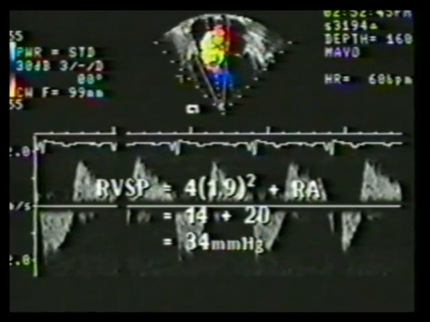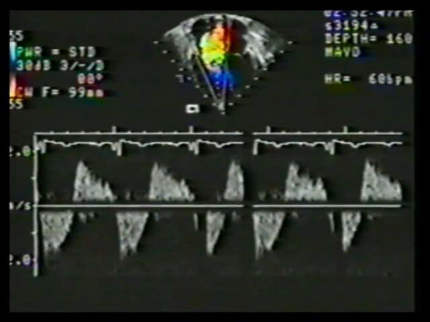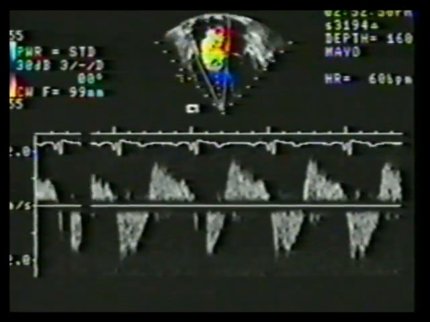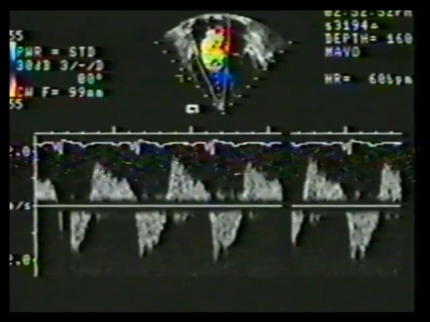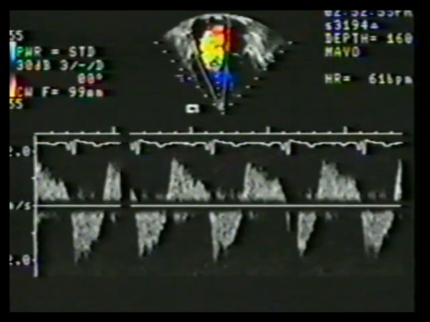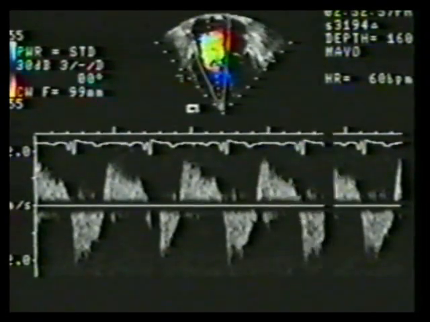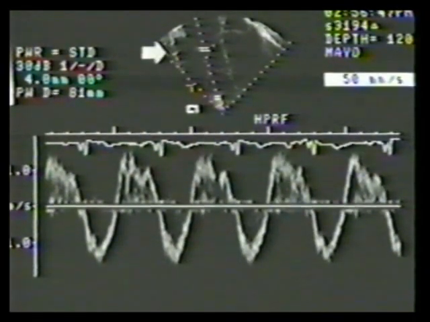This equates with an RV systolic pressure of 34 millimeters of mercury. 20 millimeters of mercury is added because of severe tricuspid regurgitation. Now the pulsed wave mode is operational with the sample volume on the right atrial side of the tricuspid leaflets. This laminar signal is typical for wide open tricuspid regurgitation.